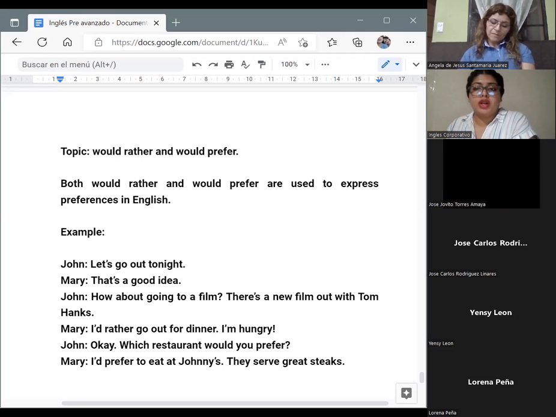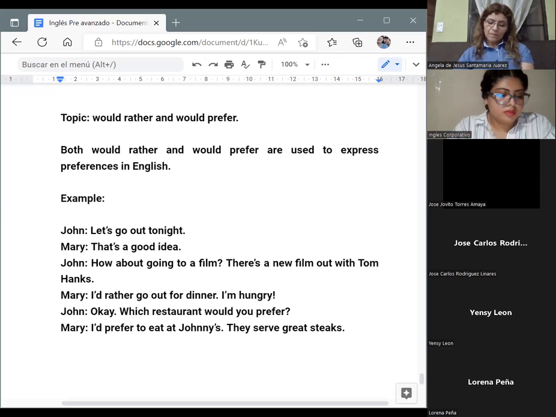And we have another short conversation. Then we are going to talk about the structure. So we're going to see the second example, and then we are going to see the structure for those sentences. And in this one, we have Sue and Debbie.